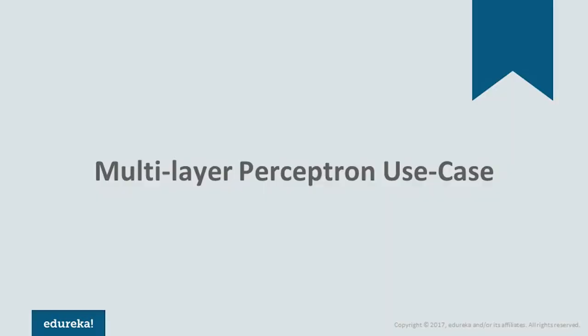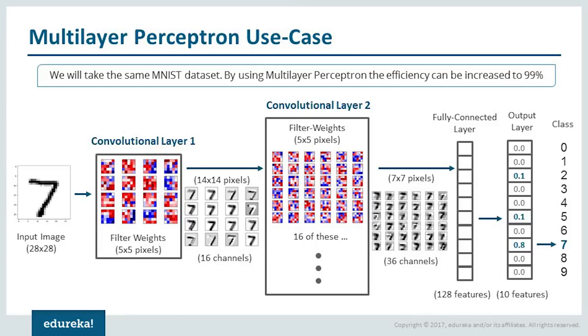Now what I'm going to do is make use of the same MNIST dataset and increase the accuracy from 97 to 99% with the help of a multi-layer network. So guys, let us go ahead with that. As I've told you earlier, we are going to use the same MNIST dataset which we used in the single layer perceptron. I'm going to perform a classification using multi-layer convolutional networks.